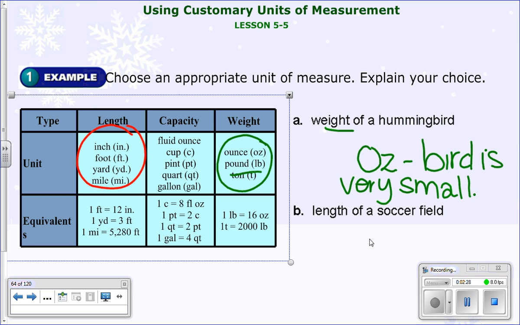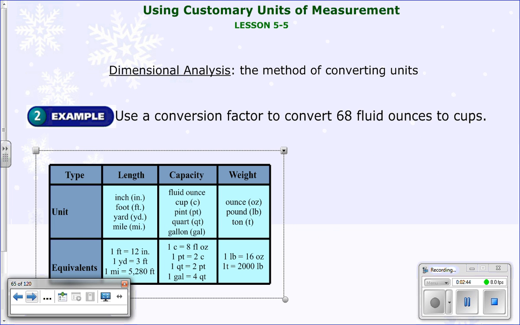A length of a soccer field, well, it's pretty long. If you want to think of a football field, that would work too. And a lot of times in football, they talk about how many yards they got. They got 1 yard or 2 yards, or it's 4 yards to a first down. So for B, yards would be the most appropriate measure. But that's the first part of the lesson.